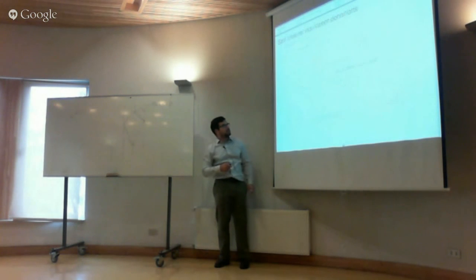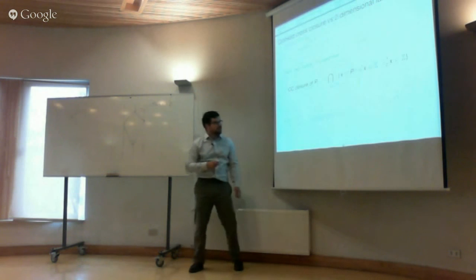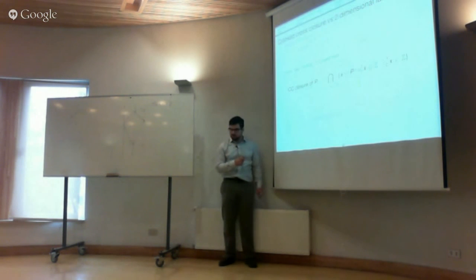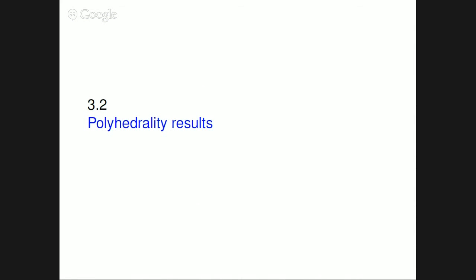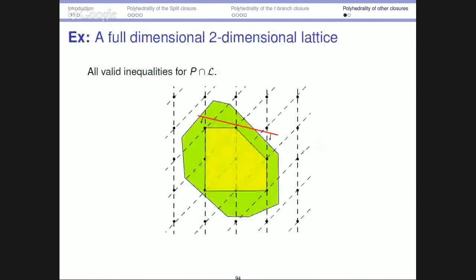And also Shantanu, Sanjeev, and Oktay also proved that the crooked cross closure, the one that has the strange cross, is equal to, instead of intersecting with just one hyperplane, you intersect with two simultaneously. So this also is a lattice closure. Okay. So that's why that's also important.